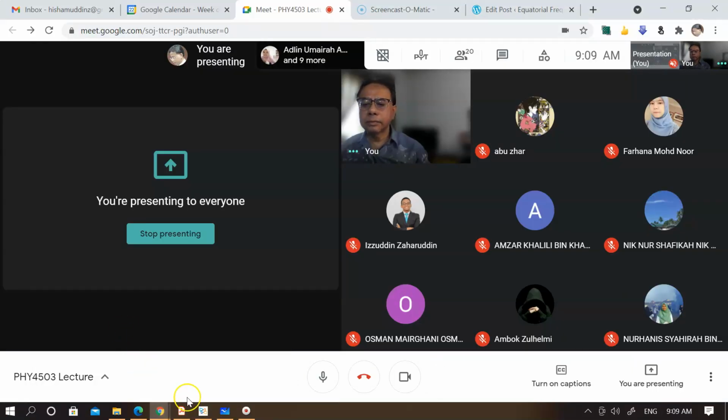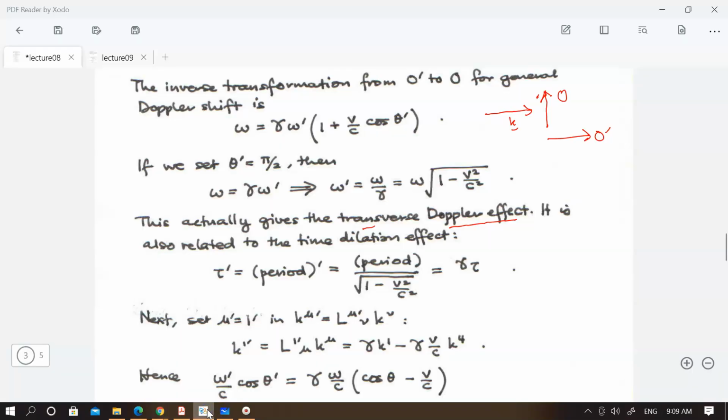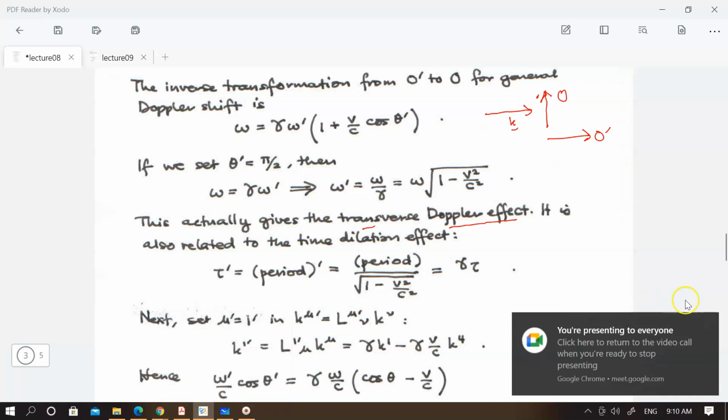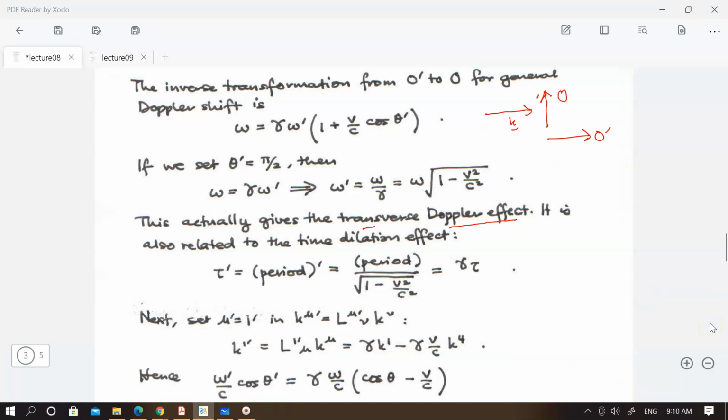Okay. So the other thing that we also did yesterday before stopping, I think we just mentioned this. Just remember that your tau is the periodicity of your wave, which is actually given by 2 pi over omega.